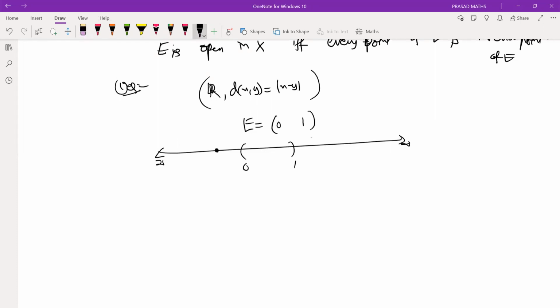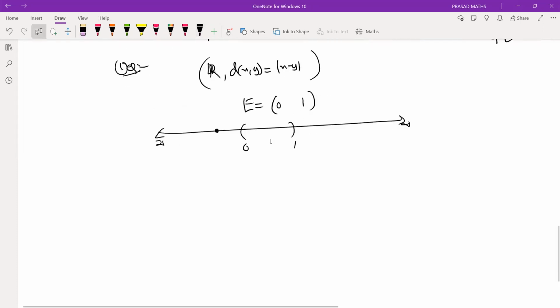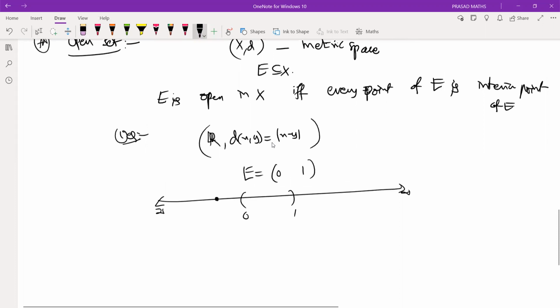In fact, what is the definition? Every point that you have chosen in E, that you have taken in E, that must be an interior point. So suppose I'm going to take this P. Is it an interior point? Yes, we have seen just now. I can find a neighborhood which is inside the set. Is it an interior point? Yes, I can find some neighborhood which is inside the set. Hence this point is also interior, this point is also interior. So every point is interior, hence it is open.